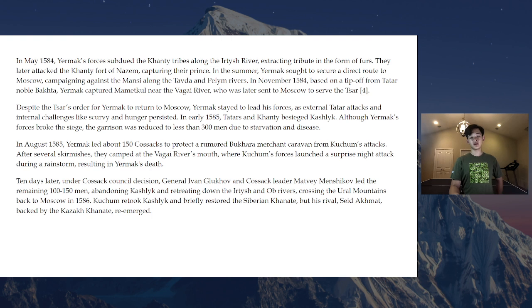Later, the Tatars and Khantis besieged Kashlik, and this led to a huge reduction in their army to less than 300 men. Later, Kuchum's forces launched a surprise attack during a rainstorm, which led to Yermak's death, and as a result, the general Ivan Glukov and Cossack leader Matvey Menshikov led the remaining men to keep expanding into the Siberian Khanate.